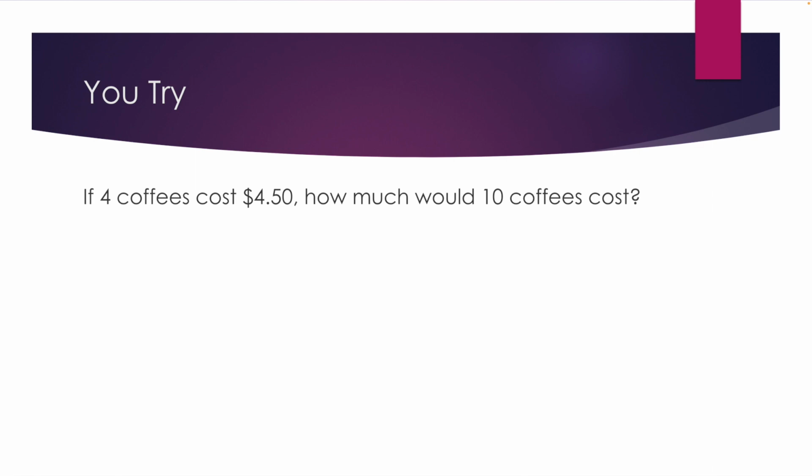So our first step is to write out our proportions. So I have 4 coffees is $4.50. 10 coffees equals how much? Now I need to check my 2 conditions. I have coffees on one side, dollars on the other side, so that's good. And I need to check if my smaller number is on top. 4 is smaller than 10, so that's good.